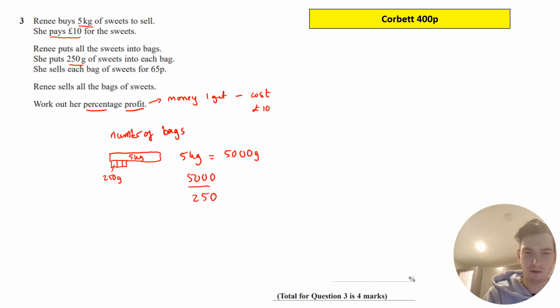So how do I do this? Let's cross off a 0. And I know that 50 divided by 25 is 2. So I think I've got 20 bags of sweets.